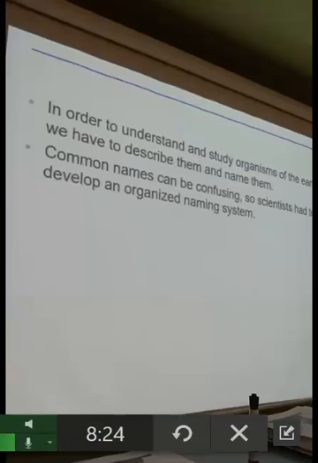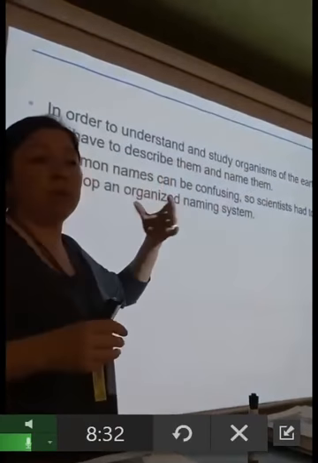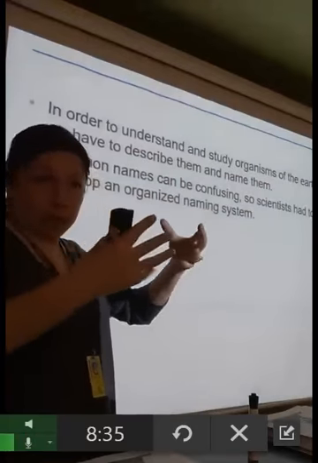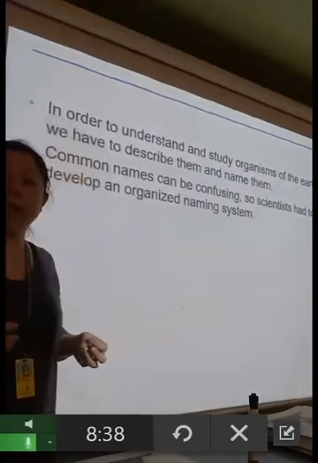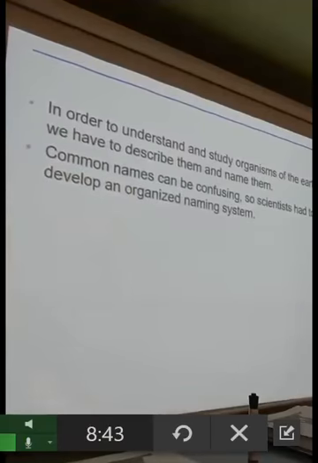All right, any questions? So in order to understand and study organisms of the earth, we have to describe them and name them. Again, very much like how you would maybe organize the items in your house, we're going to organize life. All right, common names can be confusing, so scientists have to develop an organized naming system. That Linnaeus guy, he's the first one that tried and came up with a system. And again, it wasn't a bad system, so we still use quite a bit of his ideas now, but we don't have just two groups like he did. We have 6 big kingdom groups now.